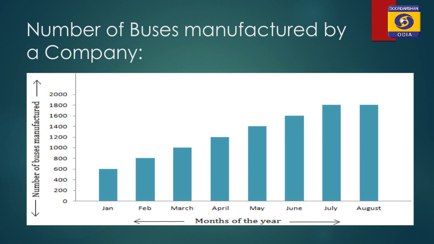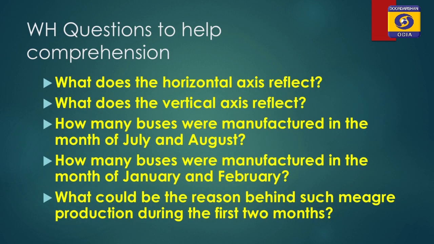So when creating a diagram or when you are interpreting a diagram, you just remember these are all very important units, months of the year and number of buses manufactured. So these are the things to be mentioned. Okay. So now how I have interpreted with the help of WH questions.